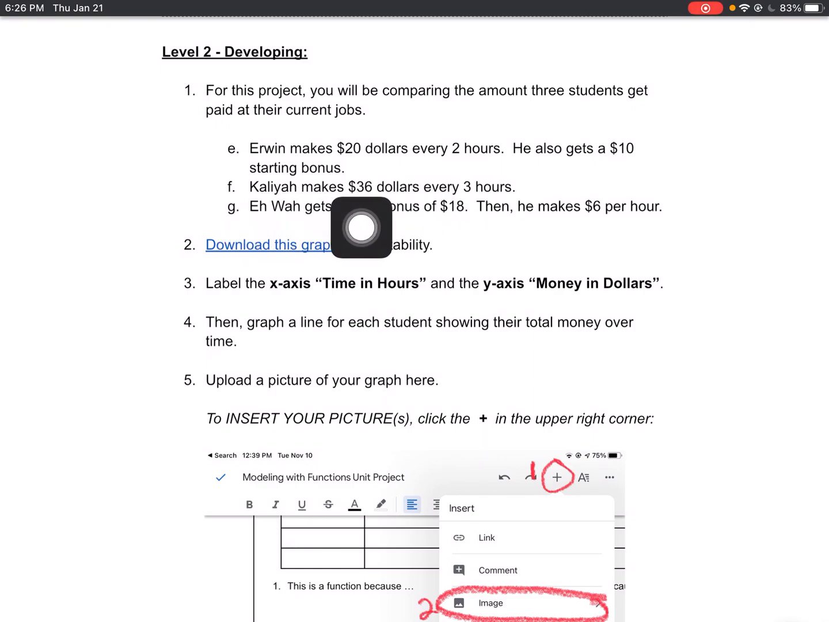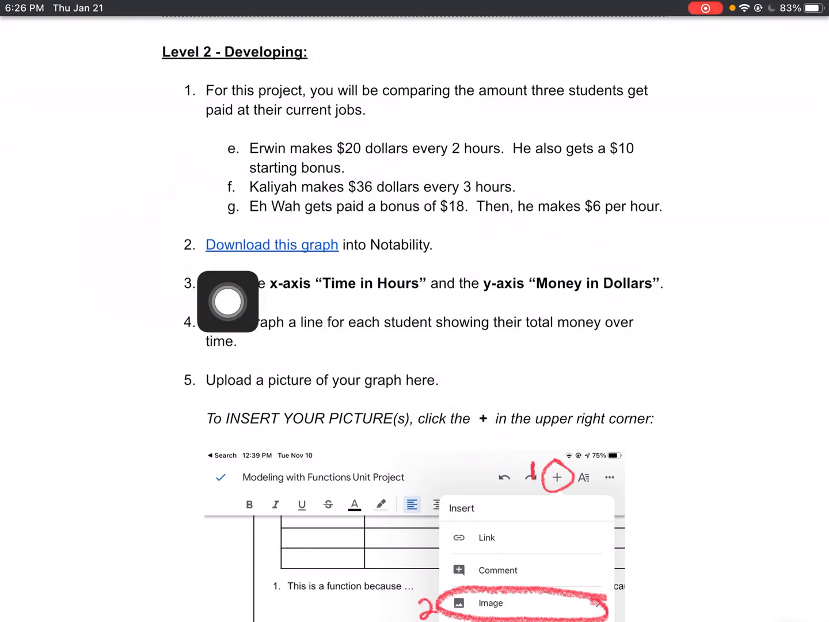Kalia makes $36 every 3 hours. And Awa gets paid a bonus of $18. That means he's paid $18 when he starts, and then he makes $6 per hour after that. You're going to download this graph into Notability, label the x-axis time in hours, and the y-axis money in dollars, and then graph a line for each student showing their total money over time. And you can upload a picture of your graph here.